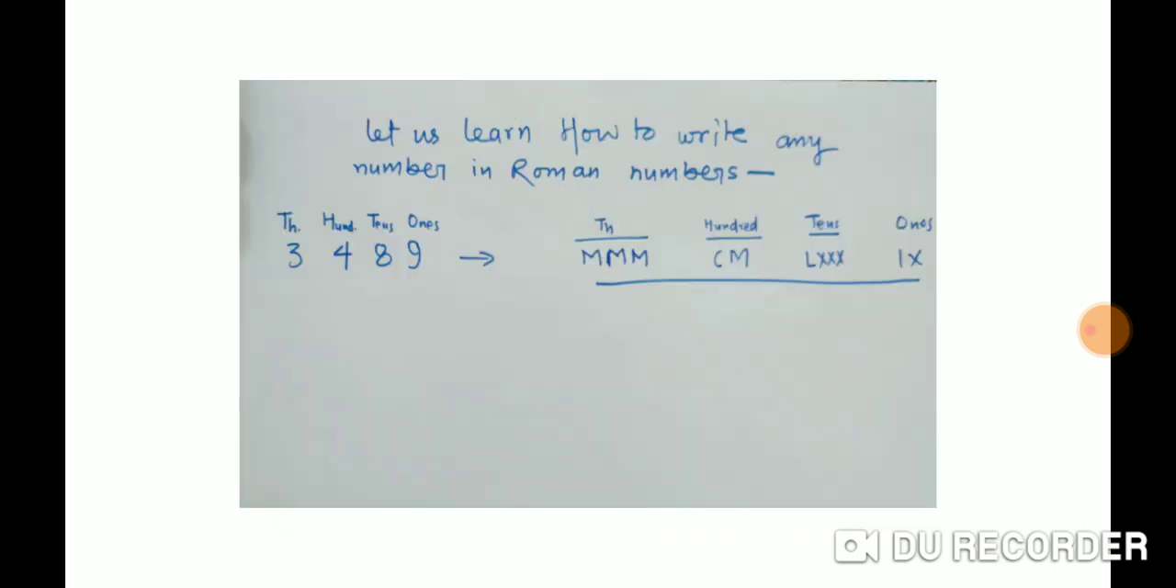Let's learn how to write any number in Roman numbers. Suppose 3489. In Roman numbers we write every part individually and then we just join them, like 3000 as MMM, 400 as CD, 80 as LXXX and 9 as IX.